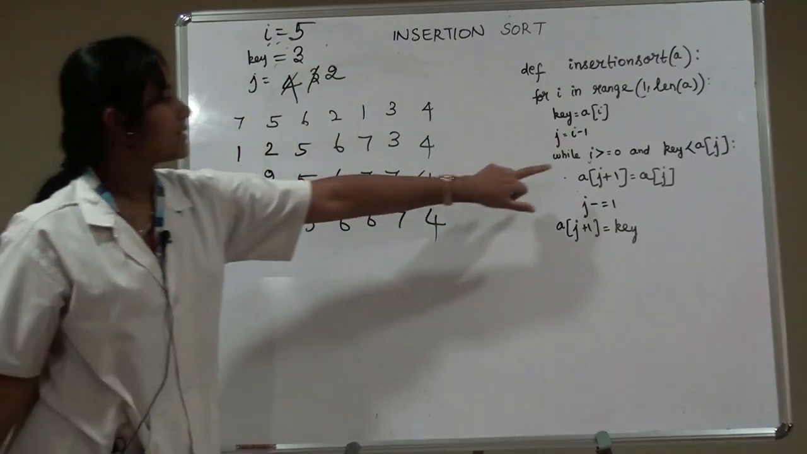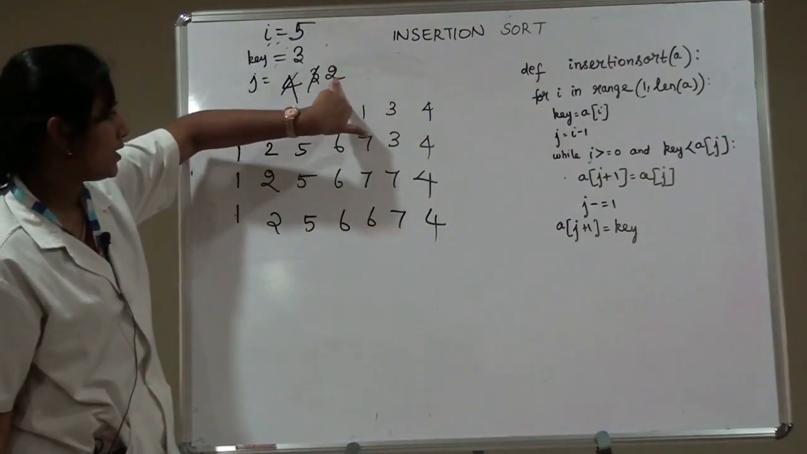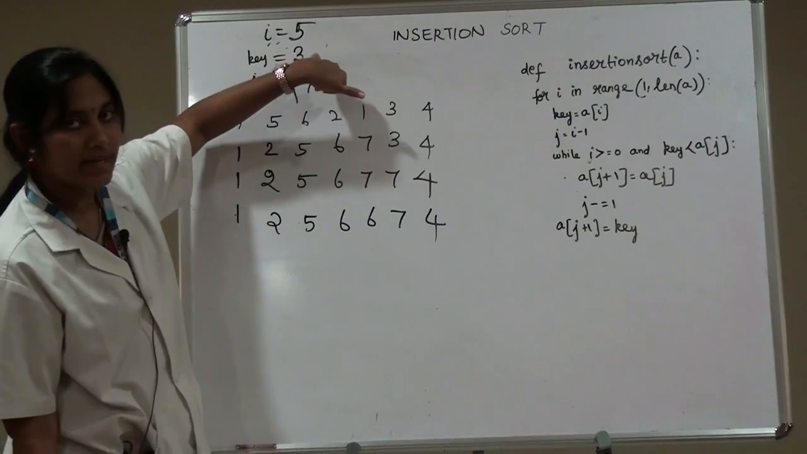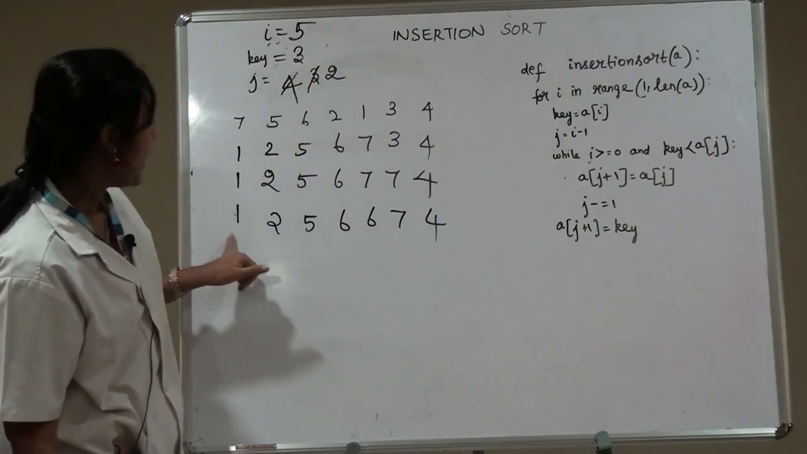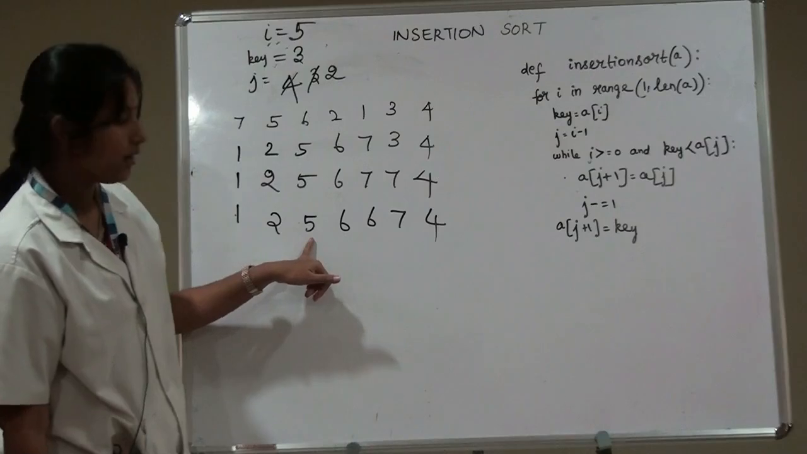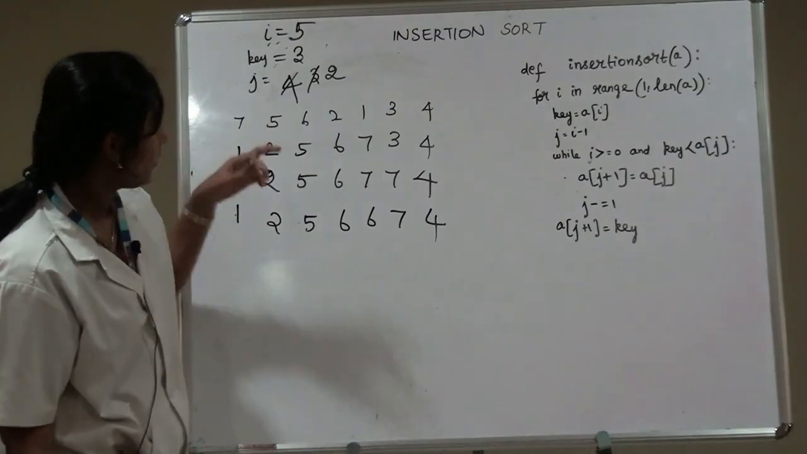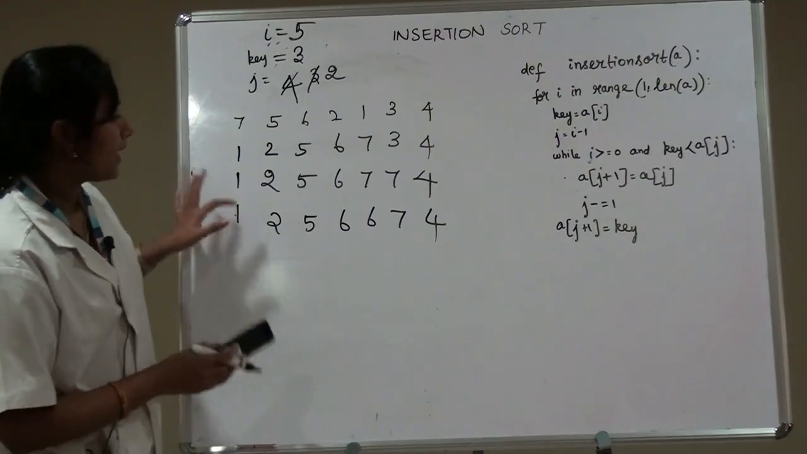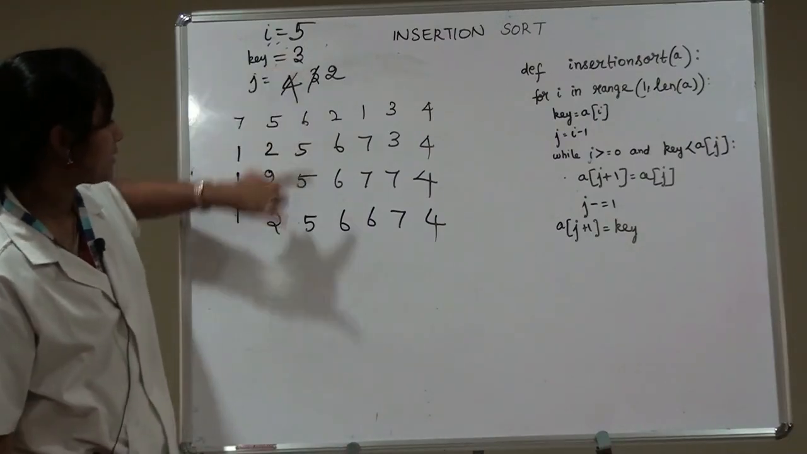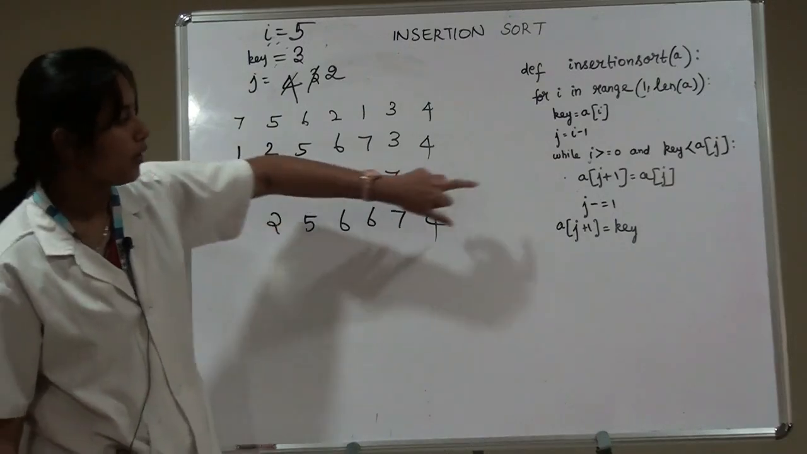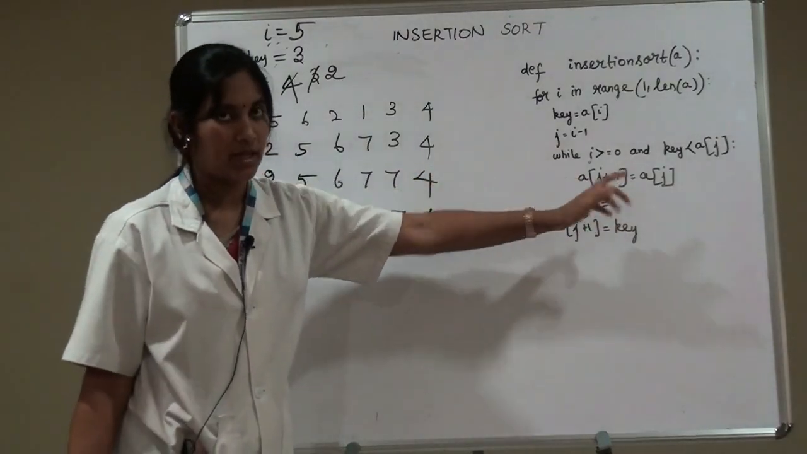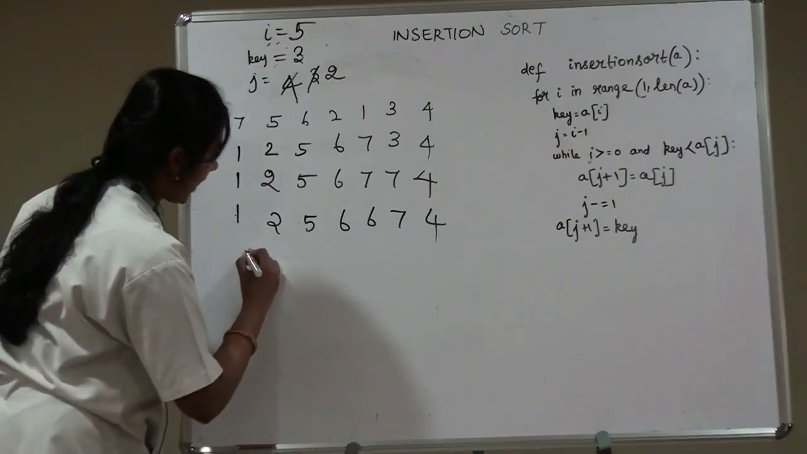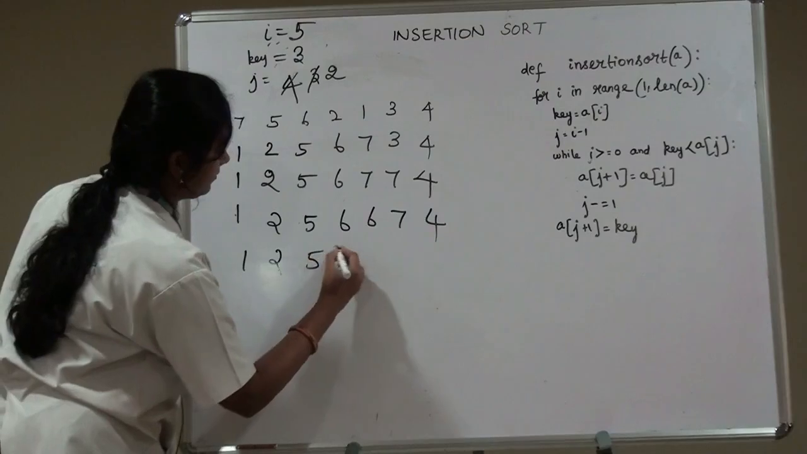Again j is greater than or equal to 0. Condition is satisfied. And key is 3. I should check whether it is less than a of j. So I should check this with a of 2, which is 5. Now the condition is again satisfied because 3 is less than 5. So what should I do? A of j plus 1 is equal to a of j. That means I have to move this 5 to the right. So I will get something like this.